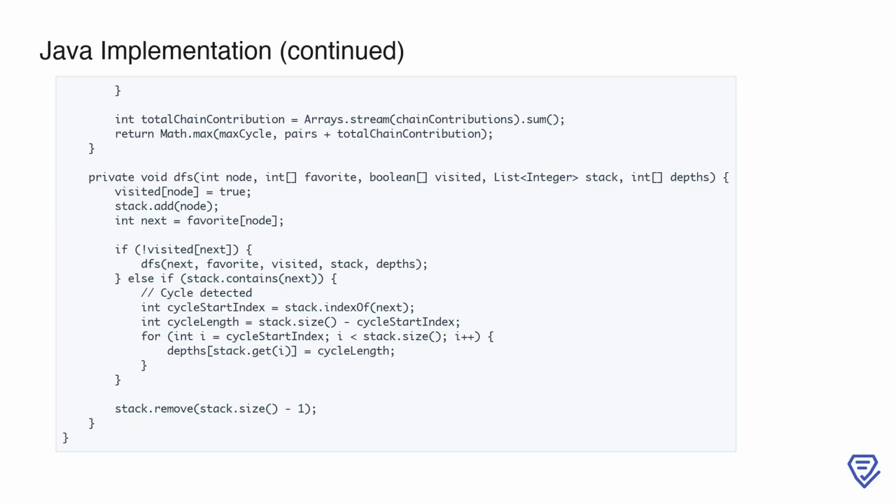The DFS method itself is designed to detect cycles and update the depths array. It recursively traverses the graph, marking nodes as visited and detecting cycles using the stack. When a cycle is found, the cycle length is calculated, and the depths of the nodes in that cycle are updated accordingly. This implementation ensures that we accurately account for all possible contributions to the meeting.